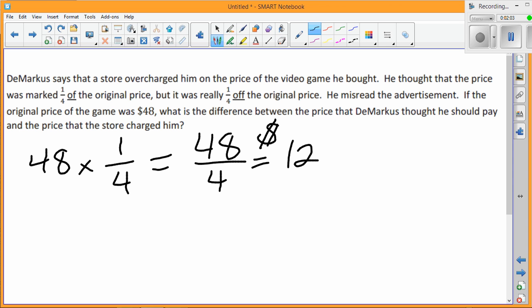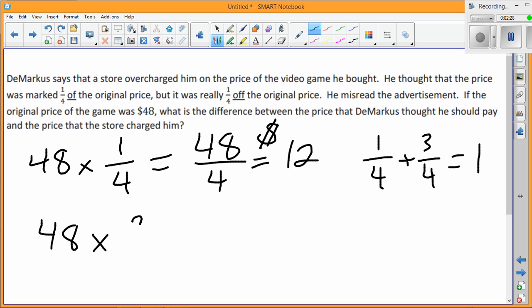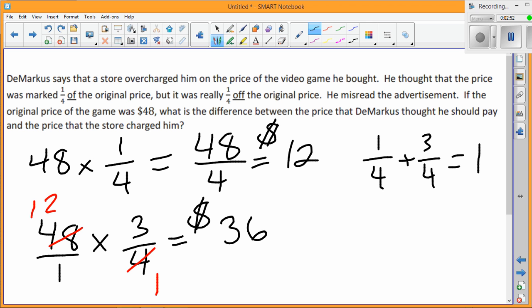So DeMarcus thought that the game should cost $12, but when it's really 1/4 off of the original price, that means that DeMarcus is going to pay 3/4 of the price, because 1/4 plus 3/4 gives us the whole. So the whole cost of the game is $48. But if it's 1/4 off, then we're really paying the 3/4. So that's 48 times 3/4. I'm going to cross cancel so I don't have to do as much math in my head. 4 divided by 4 is 1. 48 divided by 4 is 12. So it becomes 12 times 3, which is $36.